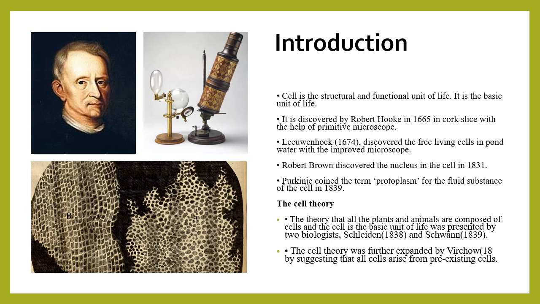Next we'll see cell theory. The cell theory, that all the plants and animals are composed of cells and that the cell is the basic unit of life, was presented by two biologists, Schleiden and Schwann, in the years 1838 and 1839. The cell theory was further expanded by Virchow in the year 1855 by suggesting that all the cells arise from pre-existing cells. With the discovery of the electron microscope in the year 1940, it was possible to observe and understand the complex structure of the cell and its various organelles.